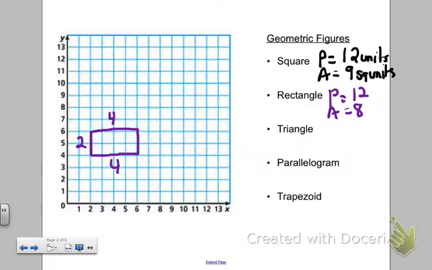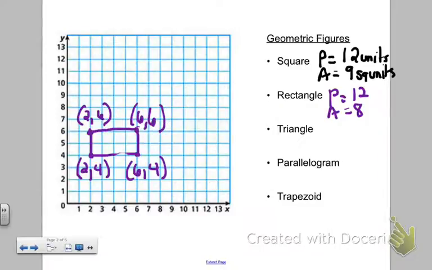Now, let's look at the coordinates of the corners of our rectangle. Right here, this corner is (2, 6). This corner here is (2, 4). This corner here is (6, 4). And then this corner up here is (6, 6).